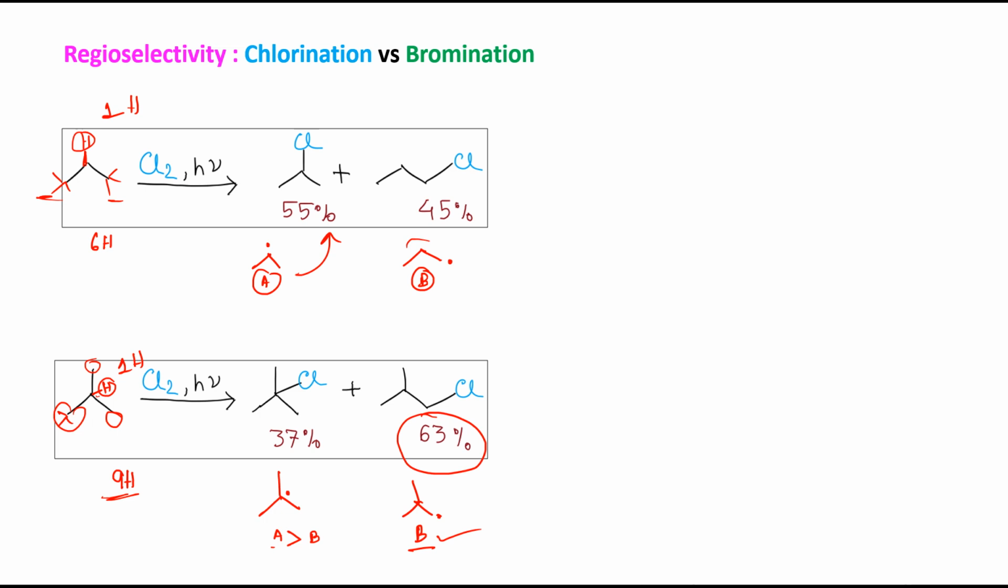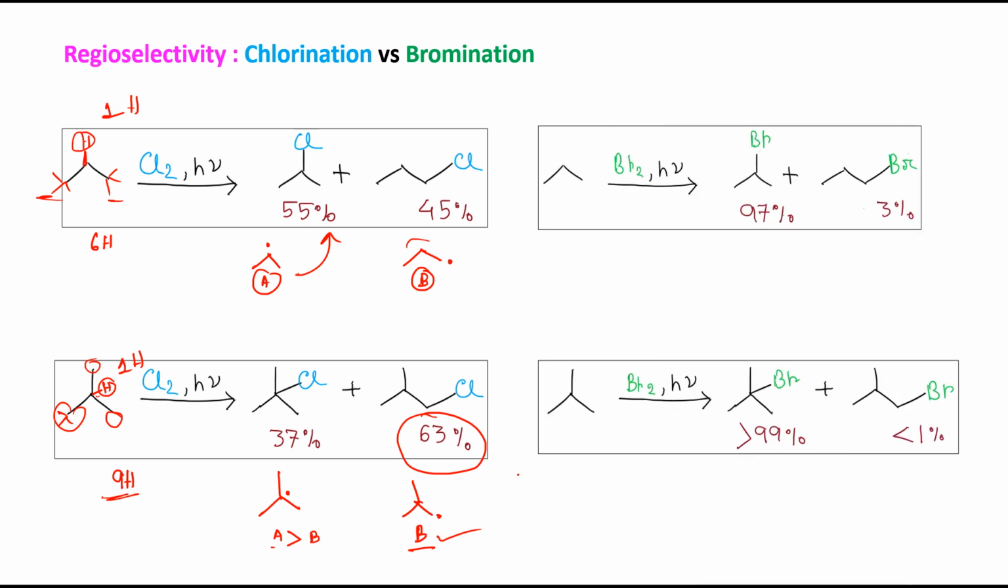The same type of substrate we will take. Here also we have taken propane, the same substrate, so that you can compare with chlorination. Here it is 55%, 45%. But now look at this bromination. The selectivity is so high, 97.3%.